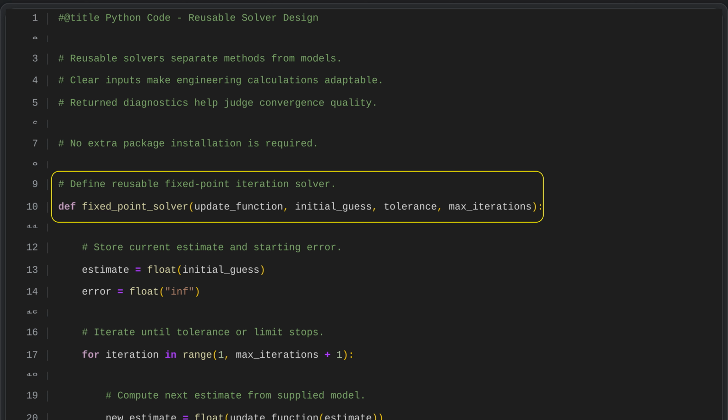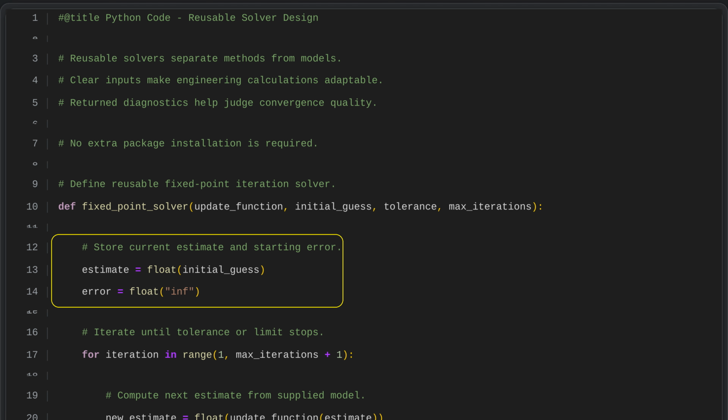We define a reusable fixed-point solver that finds a solution by repeatedly improving an estimate. It uses an update rule, a starting guess, a tolerance for when the estimate is accurate enough, and a maximum number of attempts. By changing these inputs, the same solver can be adapted to many engineering calculations.